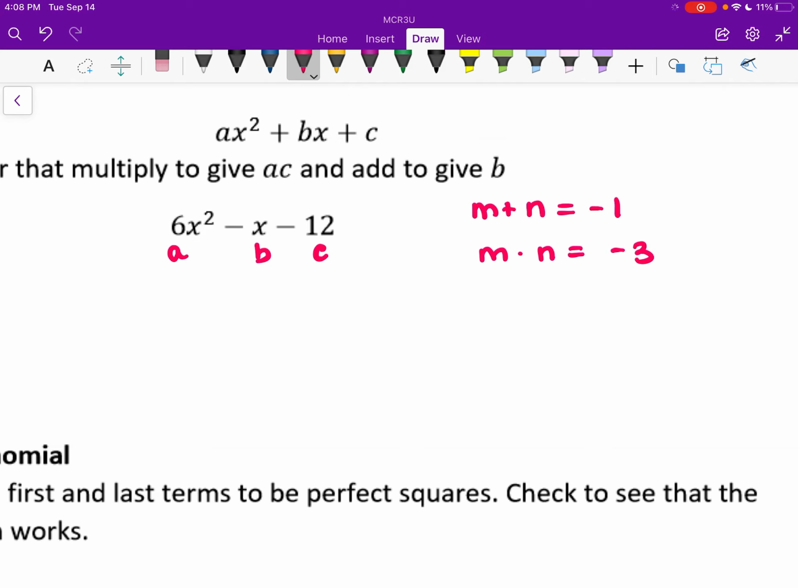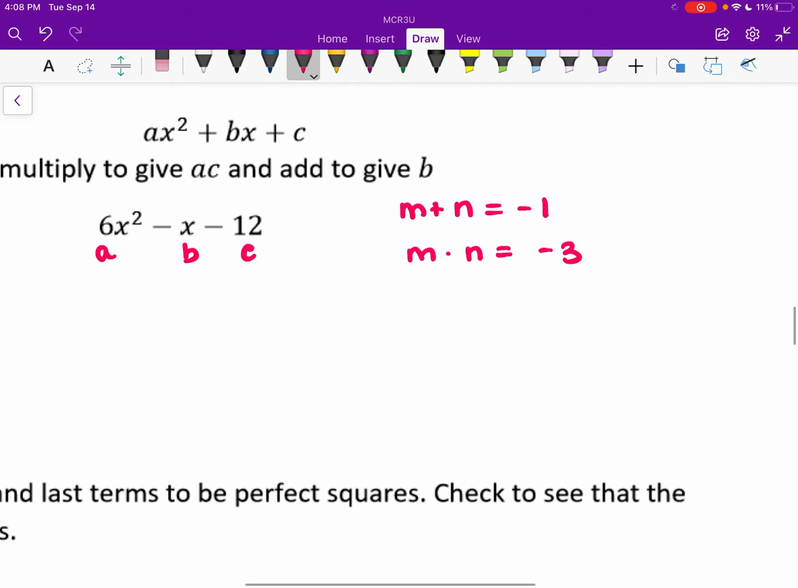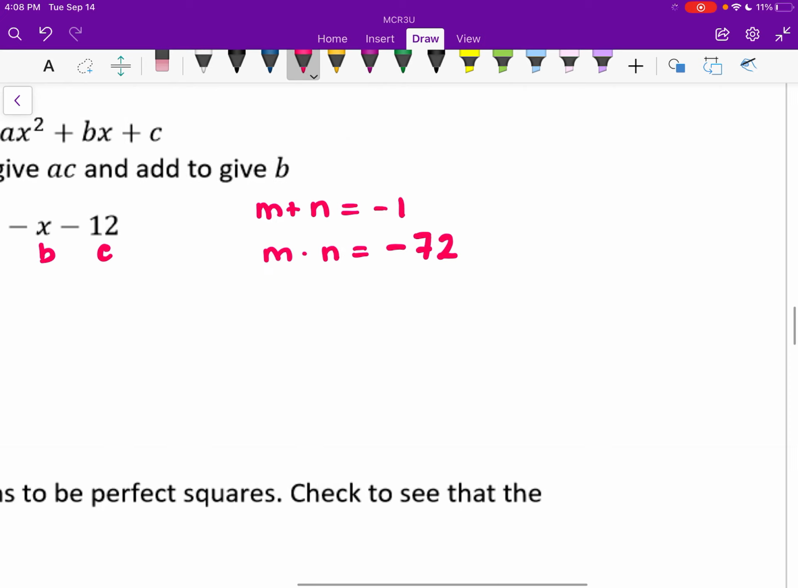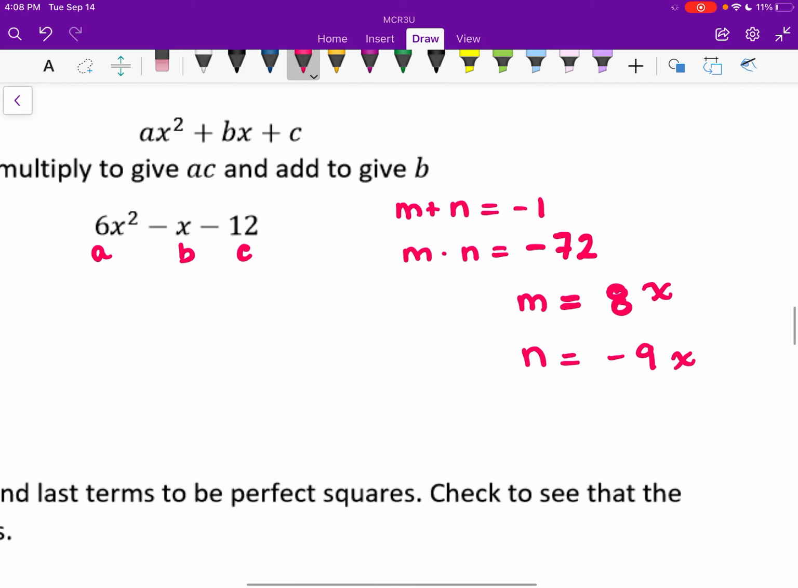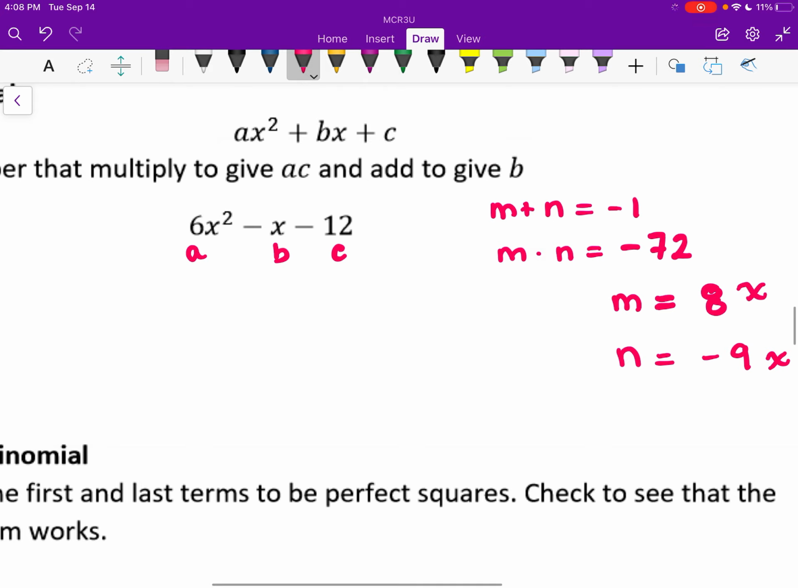So now we can go and find two numbers, or sorry, not -3, oops. It's going to be 6 times -12, so it should give you -72, which is a big number, but if you go through these factors, logically it'll come up. The two numbers that I know off the top of my head are m is 8, right? And n is -9. So what I'm going to put back in when I decompose that is negative 9x and then positive 8x.